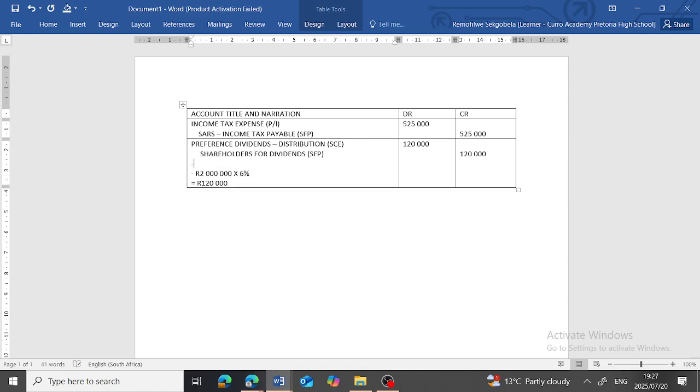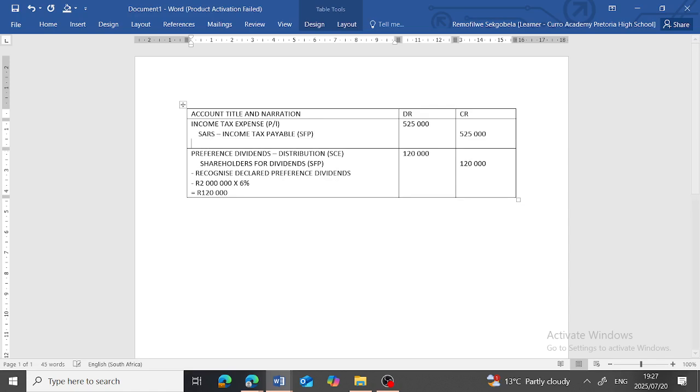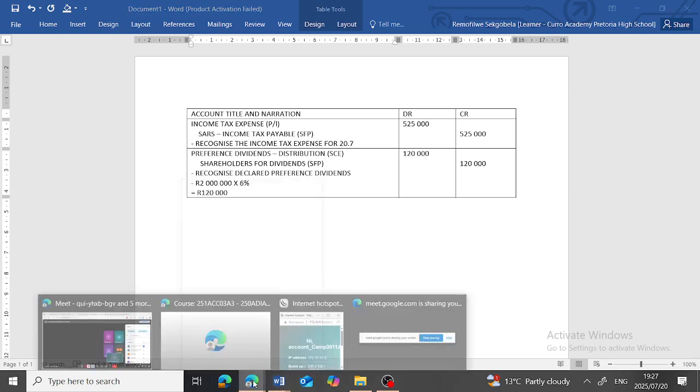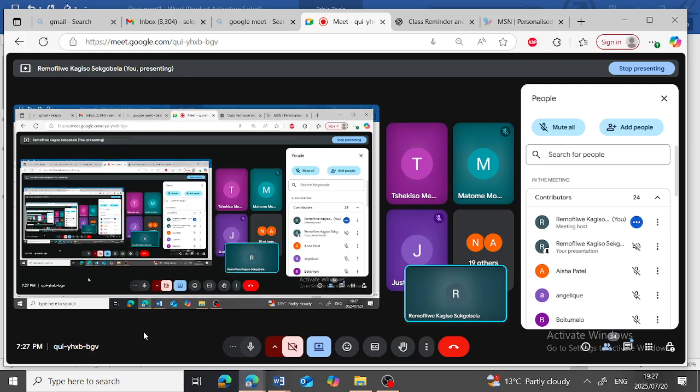So the journal entry for this would be: recognize declared preference dividends, like this. And then here also, for those that are interested, we're going to recognize the income tax expense for 20.7 or 27, like this. Are you now understanding, Tekiso? Is all well? Yes, I am. Thank you. Is there anyone else perhaps that needs me to explain exactly what we just mentioned here?